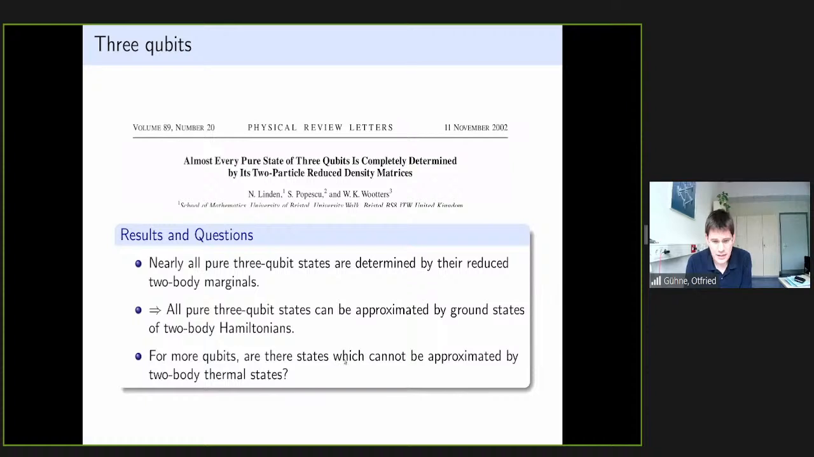remains, which states can be approximated by two-body thermal states? This is a non-trivial question, but it is of practical relevance because if you can prepare some state by some two-body Hamiltonian, then it's somehow easy, or at least there's a chance to prepare the state experimentally just by engineering the Hamiltonian and then cooling it down to the ground state.